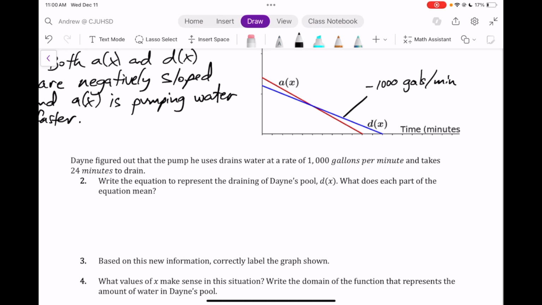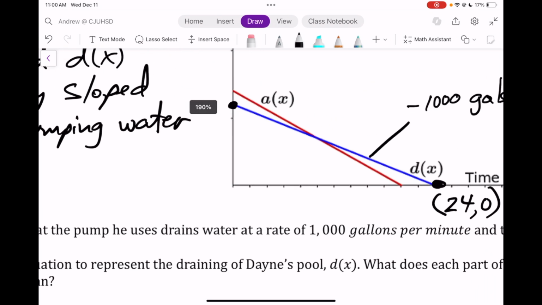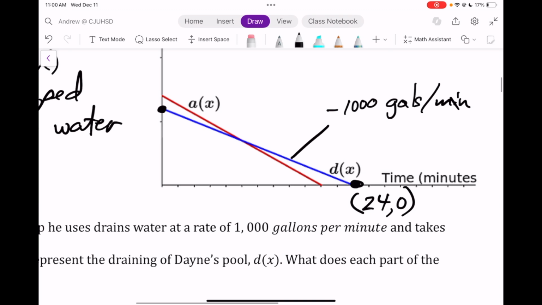Also, it tells us what this point is right here. This must be (24, 0), because that's when he has no water in his pool. And then from these two pieces of information, we can figure out this point up here, this intercept. It must be 24,000 gallons, since it takes 24 minutes at 1,000 gallons per minute. So this point right here is 24,000. That's all we can figure out so far.